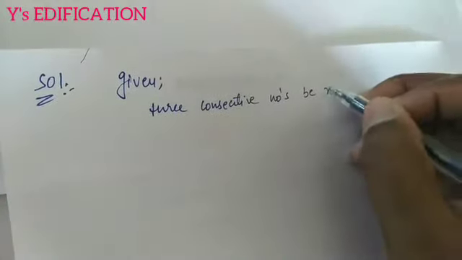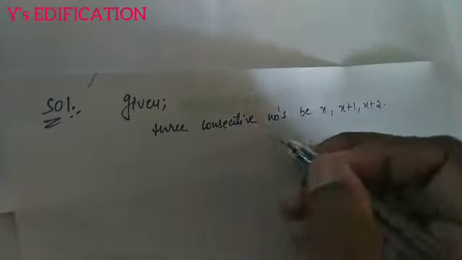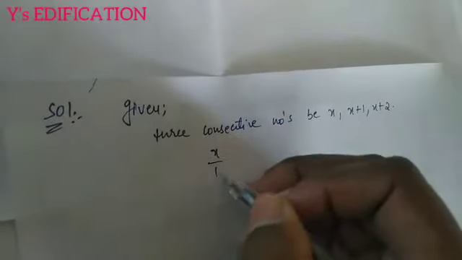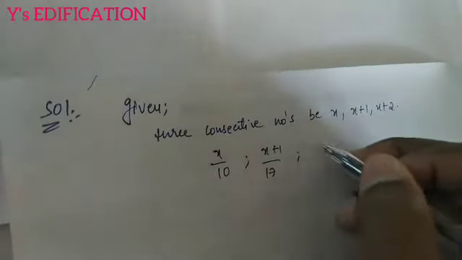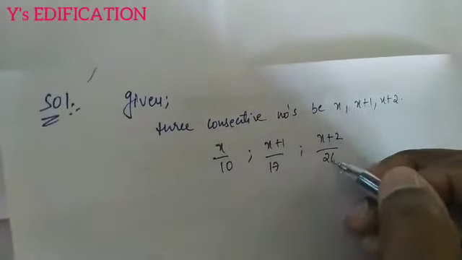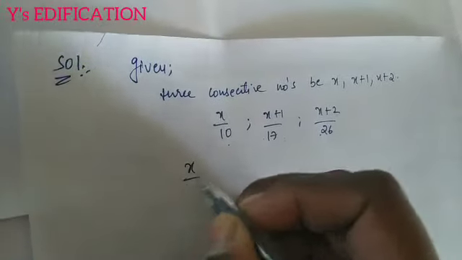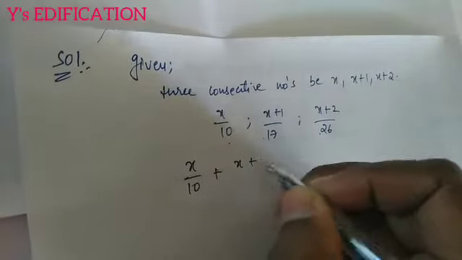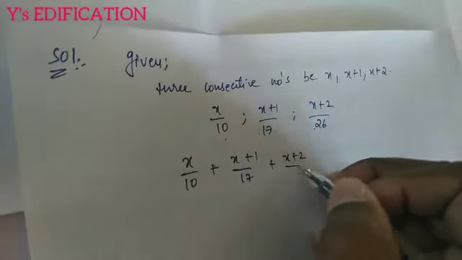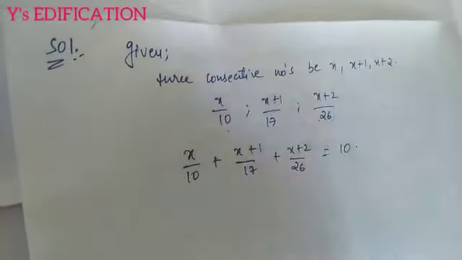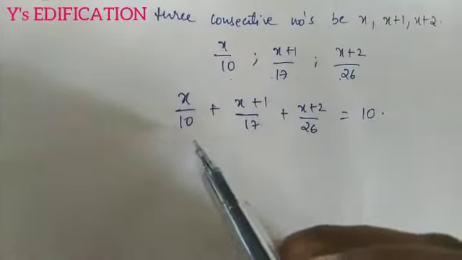One is x, next one is x plus 1, next one is x plus 2. When they are divided with 10, 17 and 26 respectively, so that means x by 10, x plus 1 by 17, x plus 2 by 26. When we add these 3 numbers, the quotient will be 10. Okay, x by 10 plus (x plus 1) by 17 plus (x plus 2) by 26 is equal to 10. Now we have to reduce this into a simple equation.